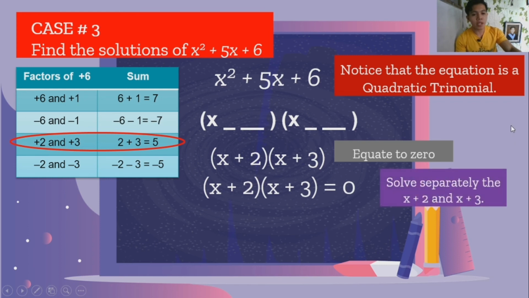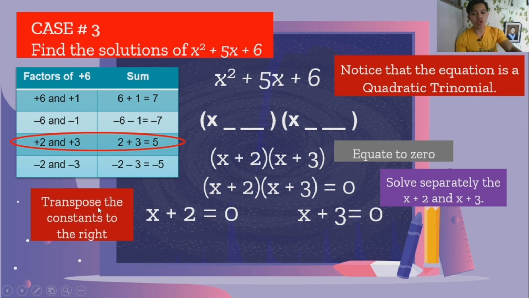And then, solve separately the x plus 2 and x plus 3, just like what we did earlier. Separate x plus 2 and x plus 3. Okay? And then, copy the equal 0, equal 0. And then, transpose the constants to the right side. The constant positive 2 and the constant positive 3, just move them to the other side. Positive 2 becomes negative 2. Positive 3 becomes negative 3. So, the solutions of x squared plus 5x plus 6 are negative 2 and negative 3.